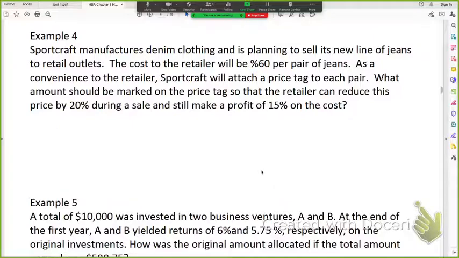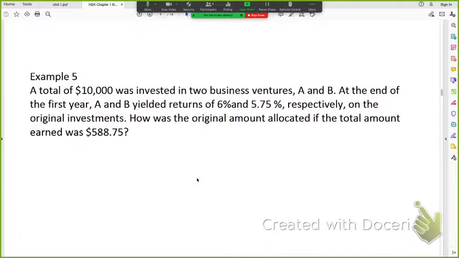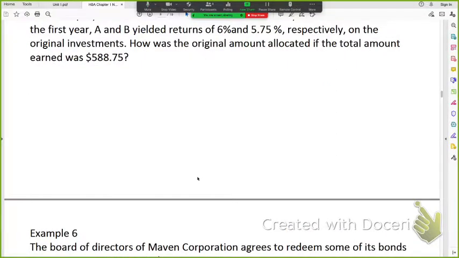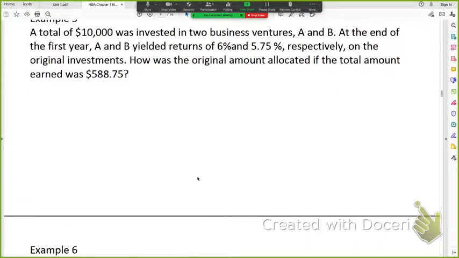At the end of the first year, A and B yielded returns of 6% and 5.75% respectively. What does that mean? I made that much more with my money. A made 6% more, and B made 5.75% more on the original. How was the original amount allocated?